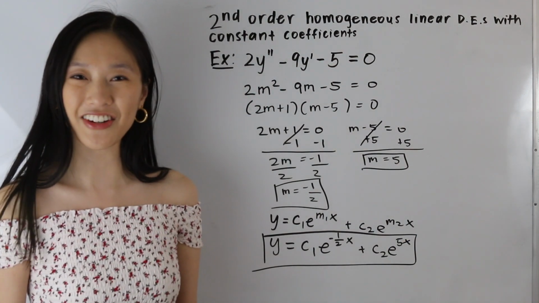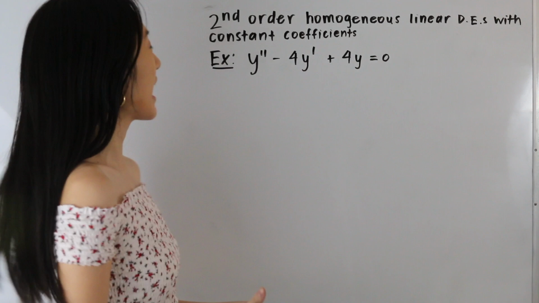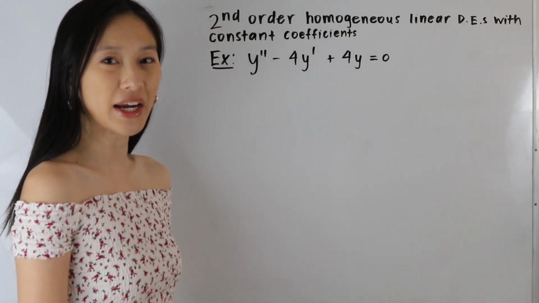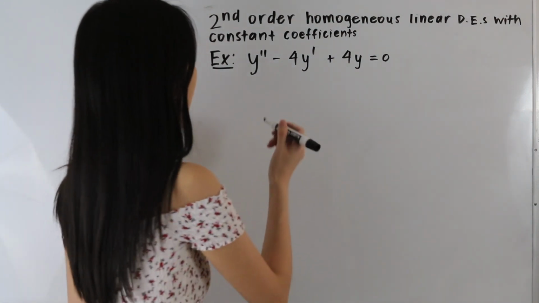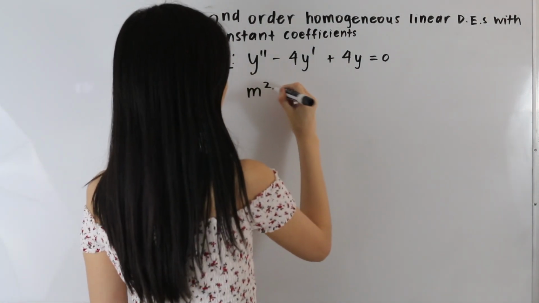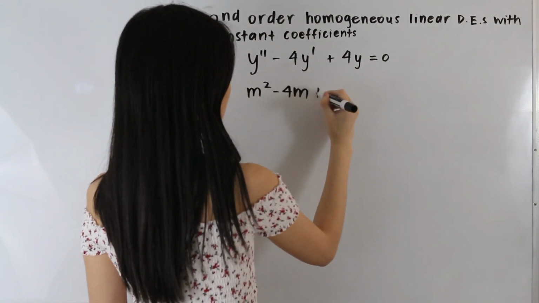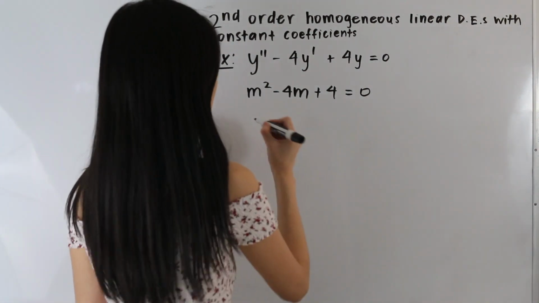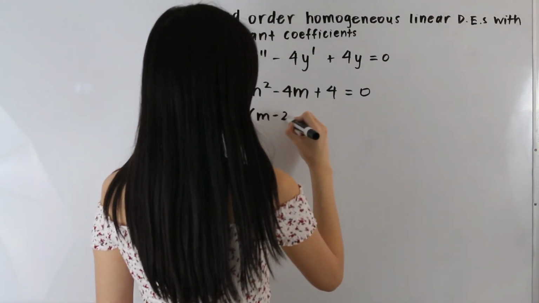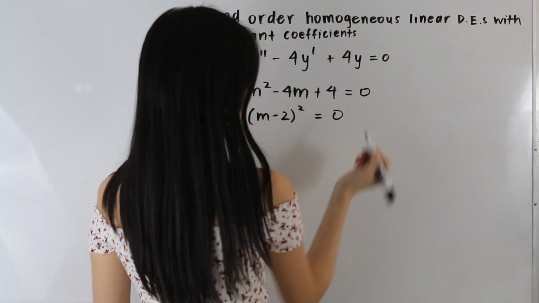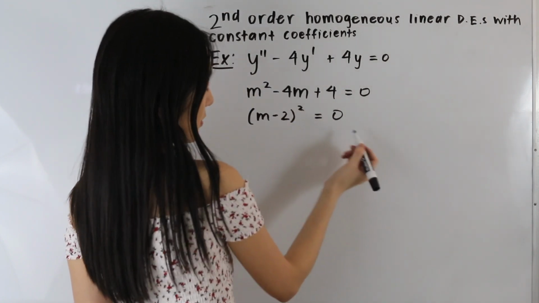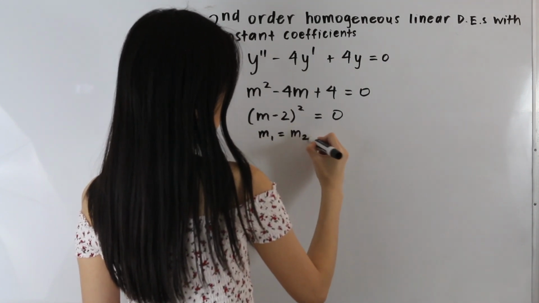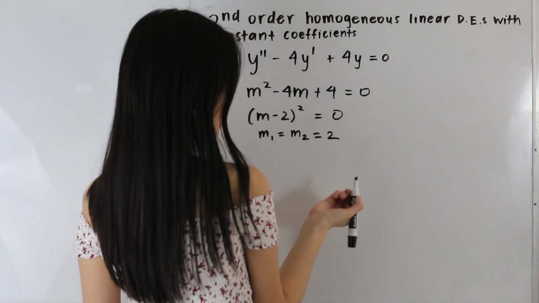So let's go ahead and take a look at another example. So in this next example here, we have y double prime minus 4y prime plus 4y is equal to 0. So let's start out by writing our auxiliary equation. So we have m squared minus 4m plus 4 is equal to 0. So let's go ahead and factor this. So this factors out to be (m minus 2) squared. So we get (m minus 2) squared is equal to 0. And so we have our roots, m1 is equal to m2 is equal to 2.